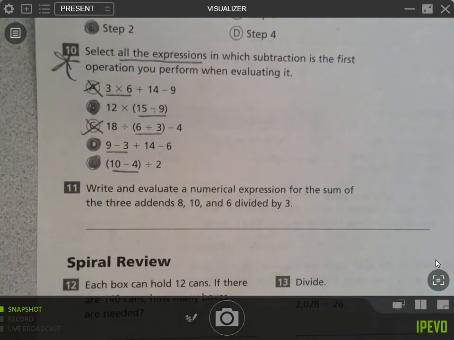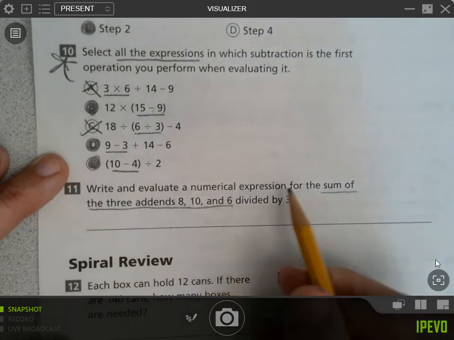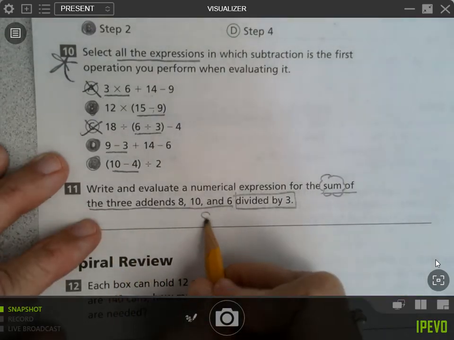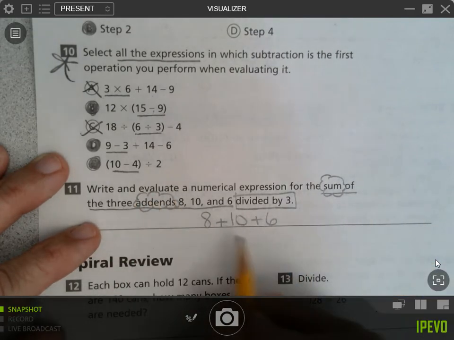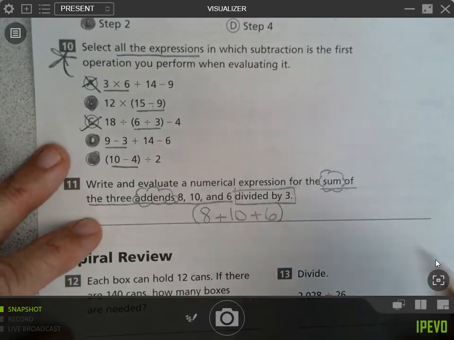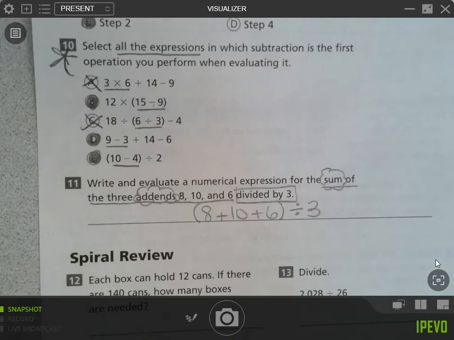Write and evaluate a numerical expression for the sum of the 3 addends, 8, 10, and 6, divided by 3. All right, let's see what's happening here. We need the sum of the 3 addends, 8, 10, and 6, divided by 3. So if I need the sum of these 3 numbers, that means I need 8 plus 10 plus 6. The word sum and the word addends tells me to add. If I need the sum, that tells me I need to do that first and get that answer and divide the sum by 3. That would be our numerical expression.